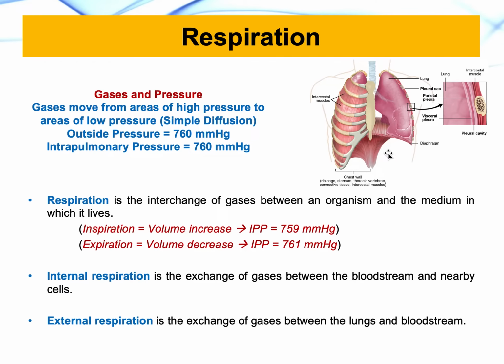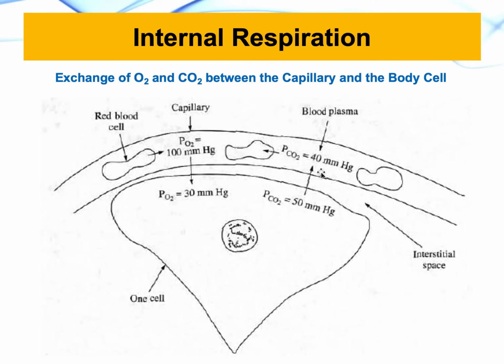So for internal respiration, as we mentioned, it is the exchange of gases between bloodstream and nearby cells. And this is a schematic that shows that. So if this is a cell here, this is the capillaries, and the bloodstream is flowing through the capillaries, the red blood cells with oxygen. So in the arteries, we have oxygenated red blood cells. So that means that the pressure of oxygen in the capillary is high, which is 100 millimeters of mercury.